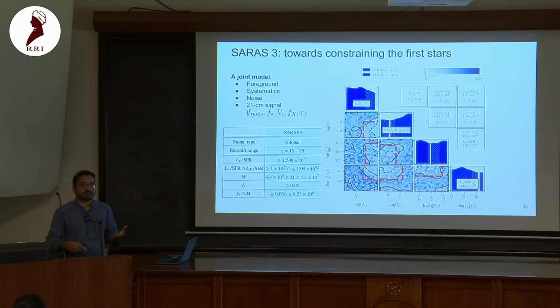At the same time, we are also able to constrain star formation efficiency, which anything above 5% is ruled out at redshifts of 15 to 25. And these high redshifts are really untouched by any other observations right now.